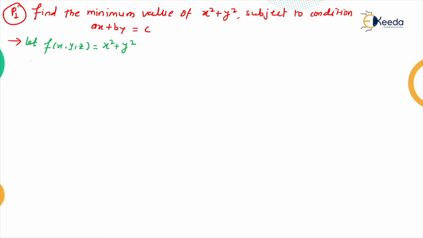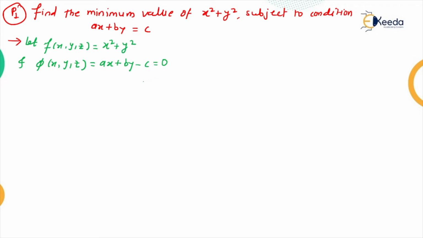Also, phi of x, y, z is the condition function. The condition function in the question is ax plus by equals c. Always write it this way: ax plus by, then shift the RHS part to the LHS, so it becomes minus c, and take the RHS as completely 0. So f of x, y, z is the given function, and phi of x, y, z is ax plus by minus c, called the conditional function.